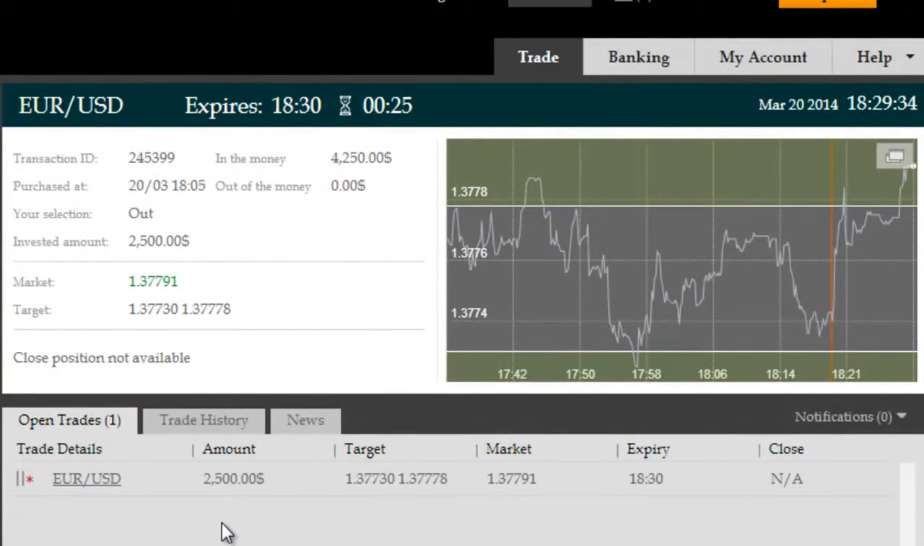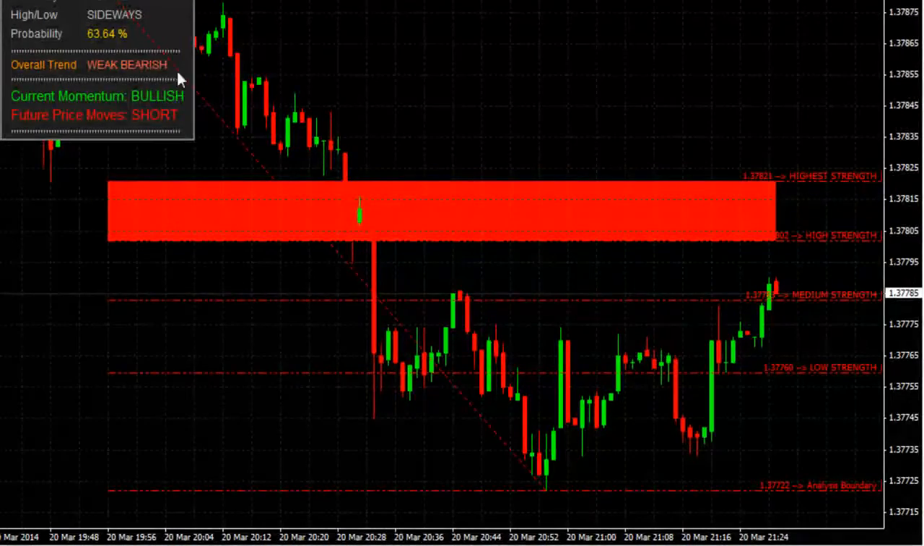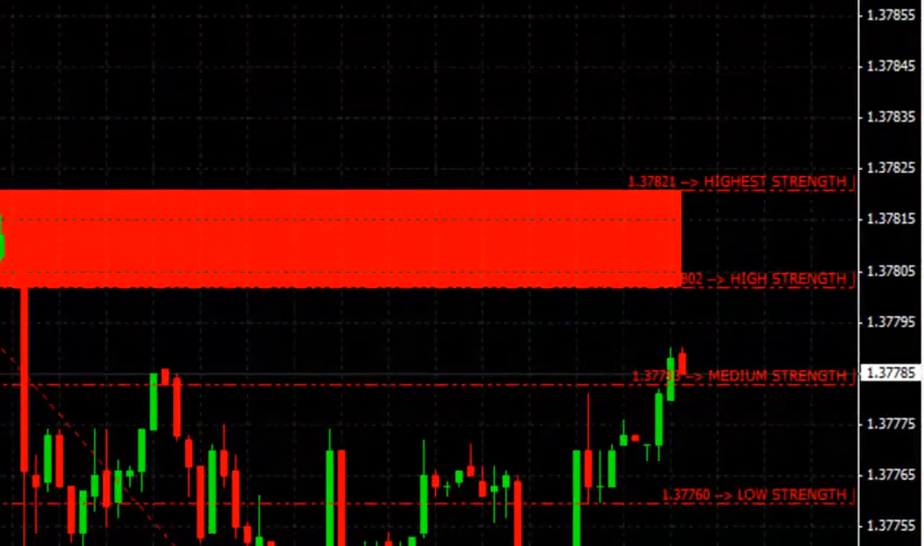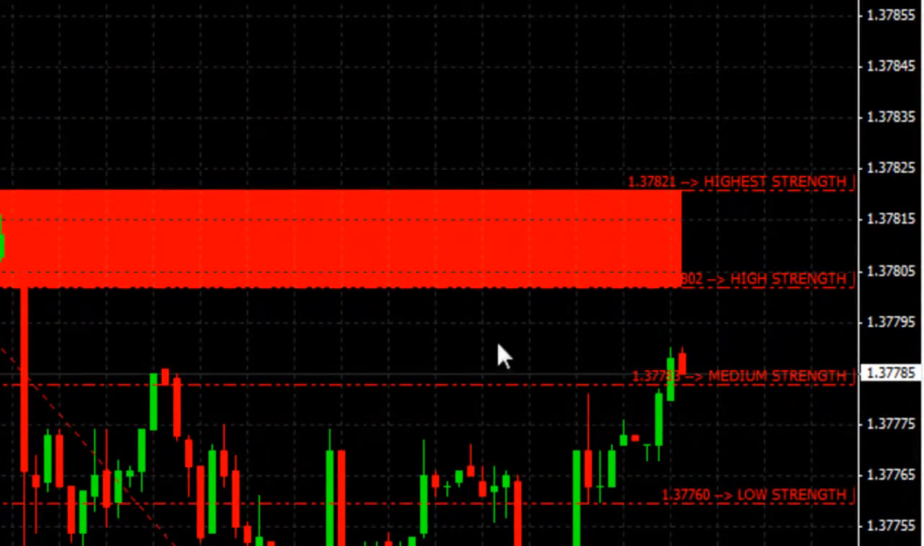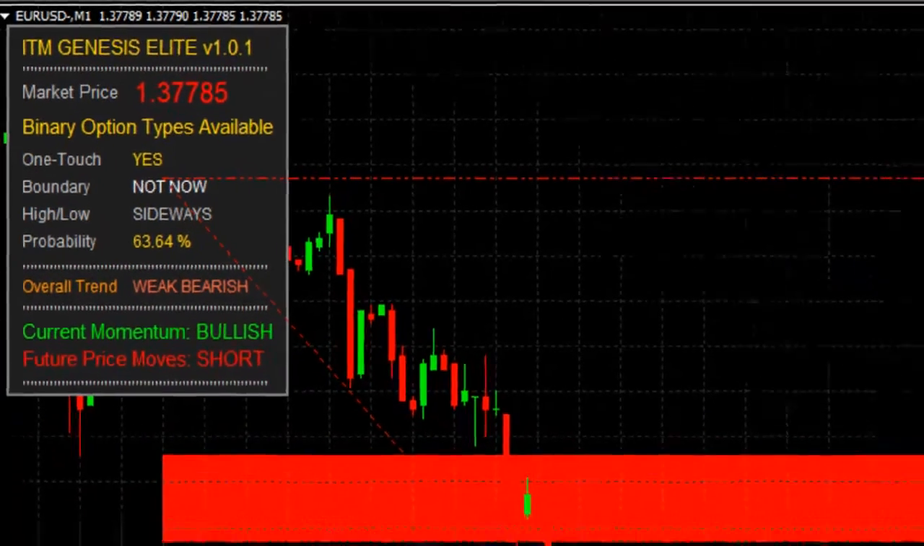Okay, we're back with roughly 25 seconds remaining here on this boundary trade. As you can see, a safe boundary trade here, 18% probability of having stayed within the range, so it's obviously traversed outside of the range and is now heading towards the highest probability reversal area, which has a one-touch option now available to us as well, with currently a 63.64% probability.